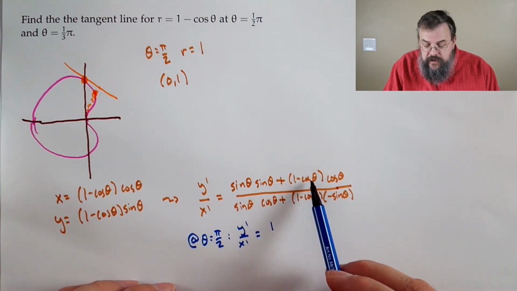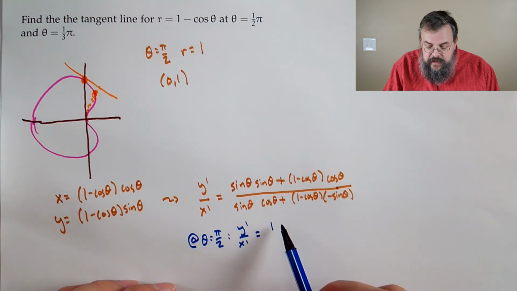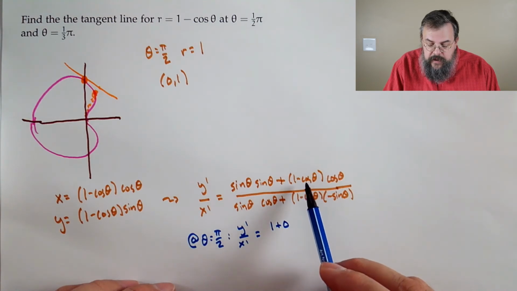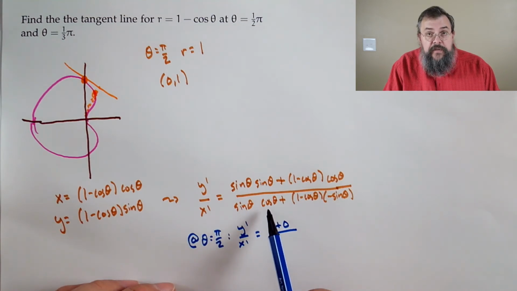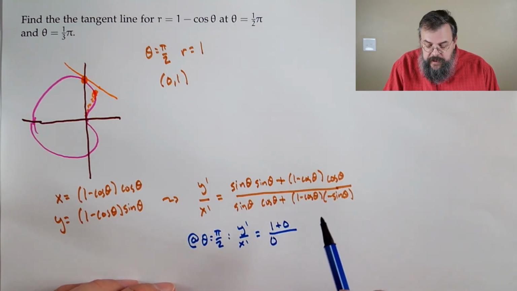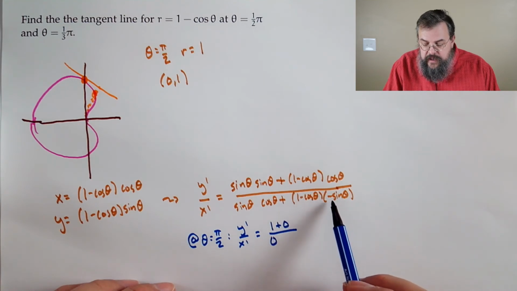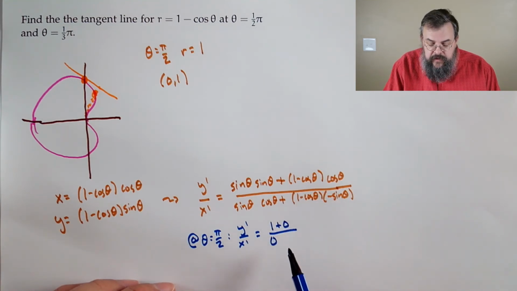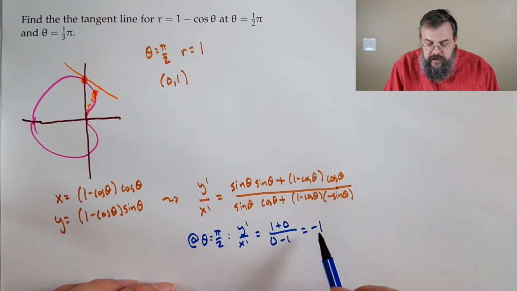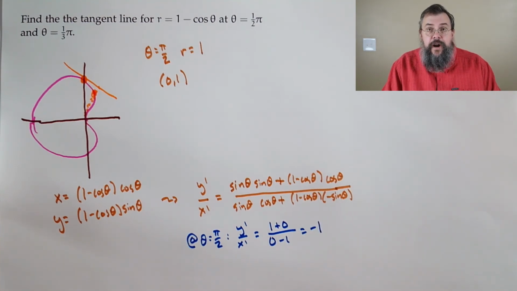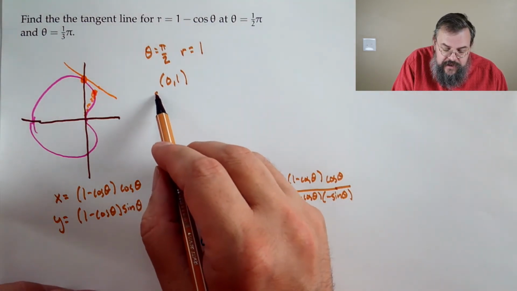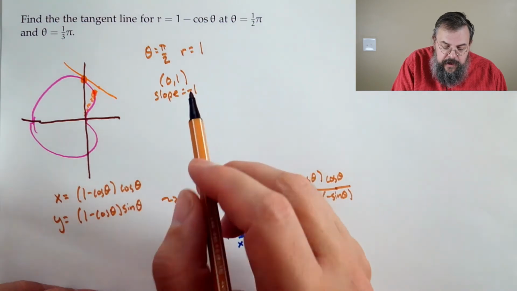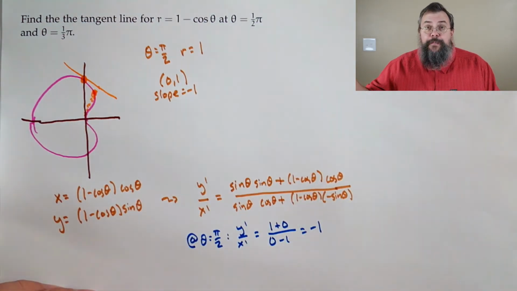So 1 minus 0 times 0. So that's going to be, well, plus 0, right? Because 1 times 0. Downstairs, sine of pi over 2 is 1. Cosine pi over 2 is 0. So 0. And then here we're going to have 1 minus 0, which is 1, then times negative 1. So that's minus 1. So we get negative 1. So now we're like, great. That's a wonderful slope. So turns out here our slope is negative 1. And now we're happy.